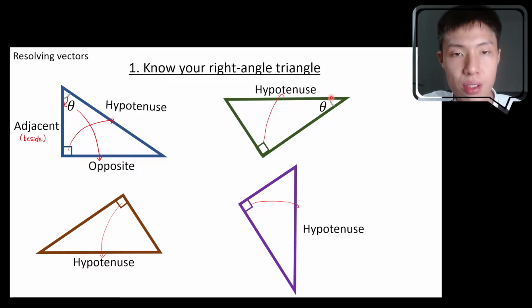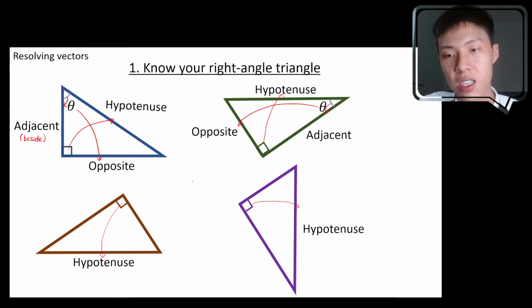So let's say for this second example here, I put my theta here. Then of course, opposite needs to cross the triangle, so that's where opposite is. Adjacent is beside, so beside, adjacent. Next one, the third triangle over here. If this is our angle theta, then the opposite must be crossing the triangle. So this is opposite, beside, adjacent.